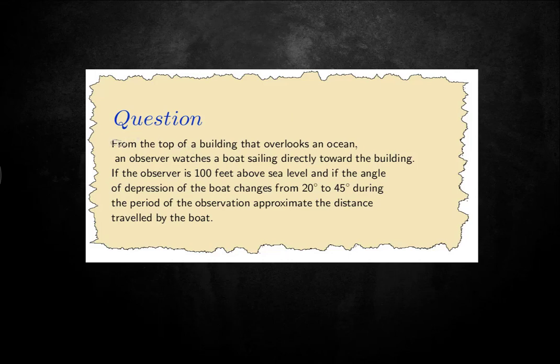In this question, we have a small trigonometric problem. From the top of a building that overlooks an ocean, an observer watches a boat sailing directly toward the building. If this observer is 100 feet above sea level, and the angle of depression, which is the angle between the horizontal and the line of sight looking down at the boat, changes from 20 degrees to 45 degrees during the period of observation.